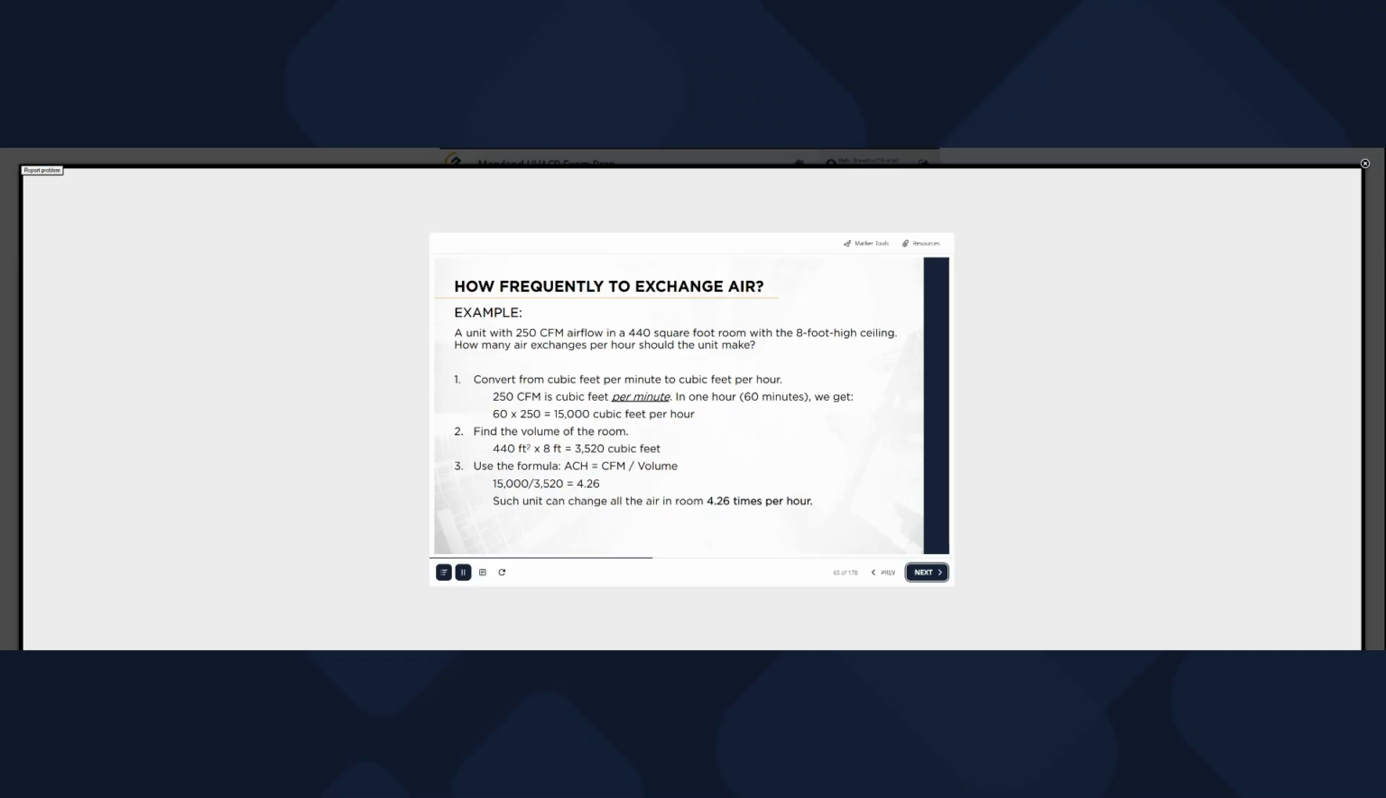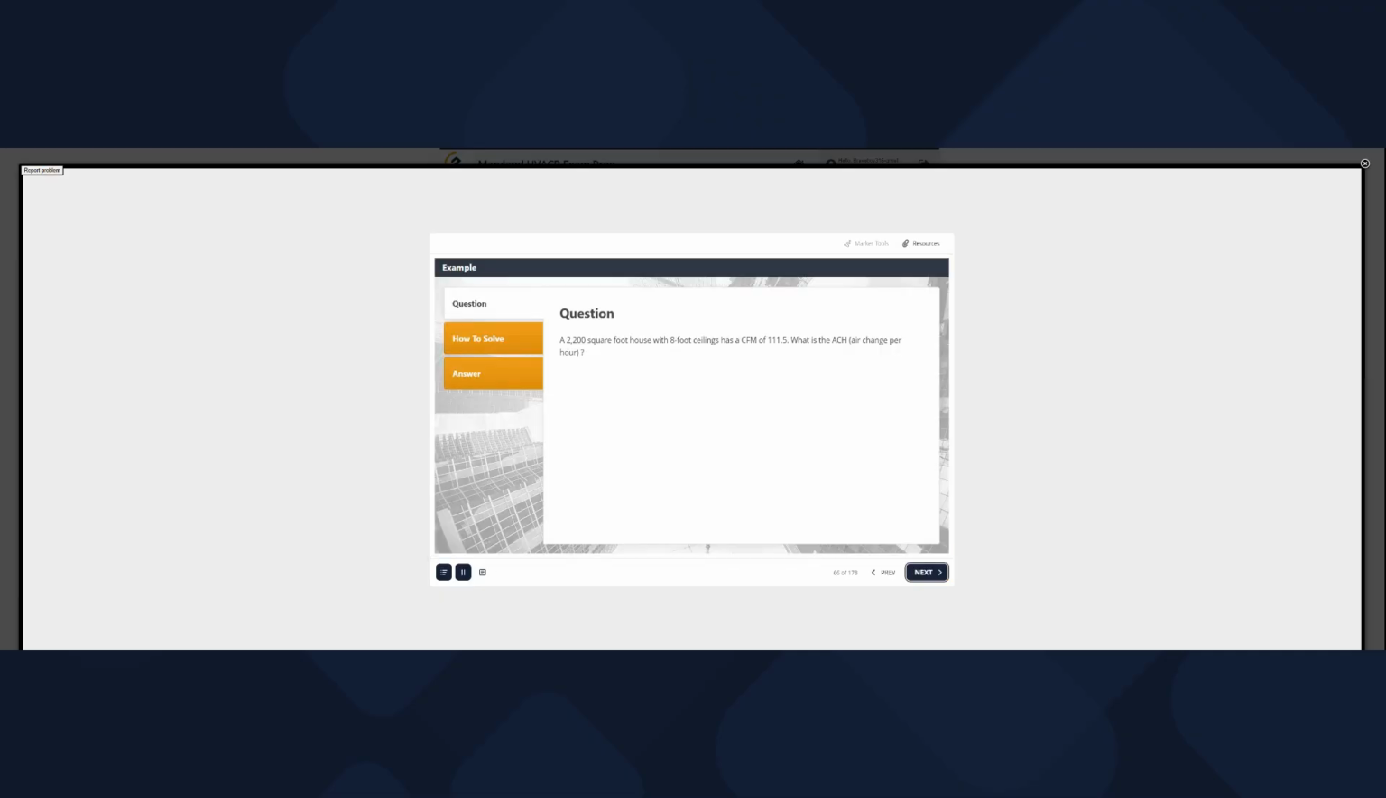Step 2. Find the volume of the room. 440 square feet times 8 feet equals 3,520 cubic feet. Step 3. Use the formula ACH equals cubic feet per hour divided by volume. 15,000 divided by 3,520 equals 4.26. Such a unit can change all the air in the room 4.26 times per hour. Let's work through another example. Click the next button or on each tab to see how to solve and the correct answer.